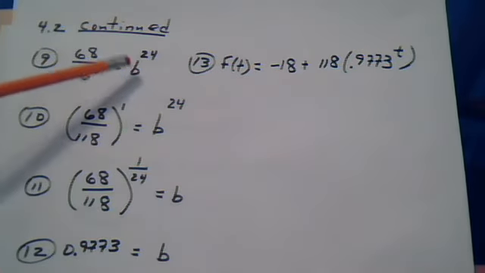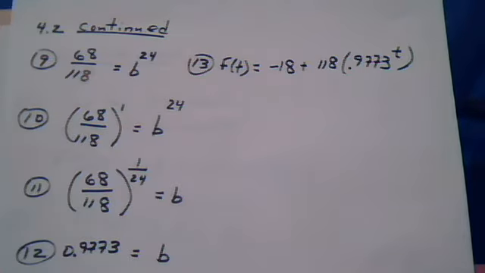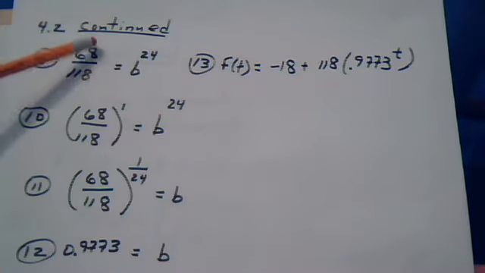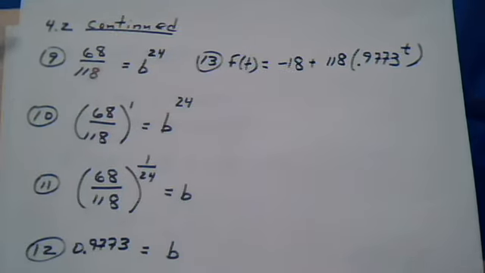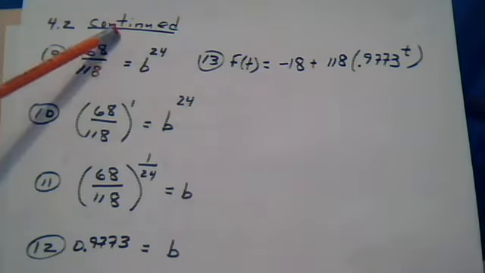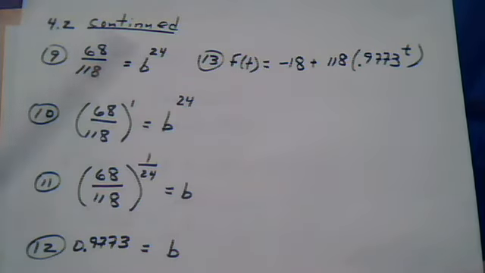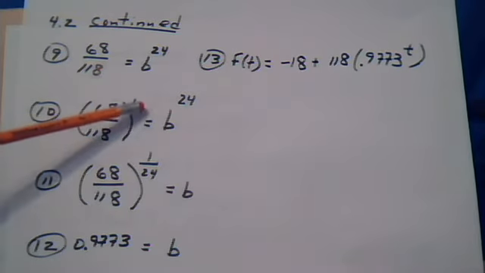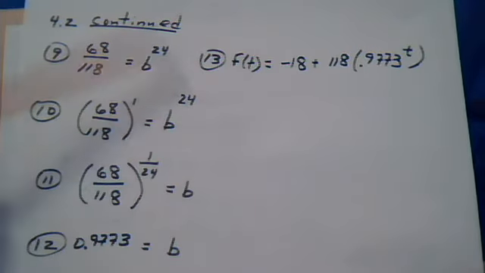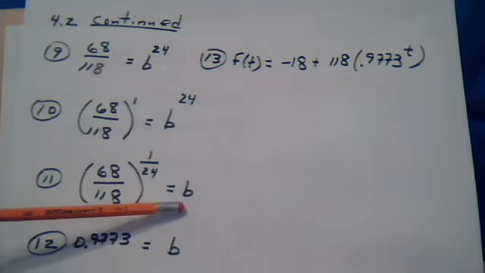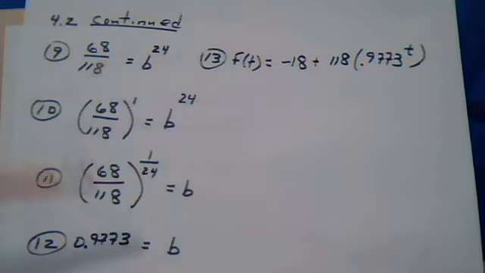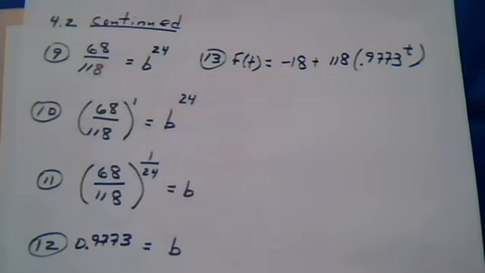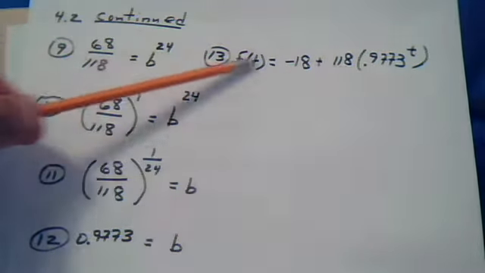So now we have the B to the 24th power. Now notice this is the power. So what we're going to do is highlight that the other side of the equation has a power of 1. If you don't see a power, it's a power of 1. Now if you divide this 24 by a 24, we'll just divide this one by a 24. These two 24s cancel, and we have the B all by itself. Now we know the B equals 0.9773. So we have the equation.